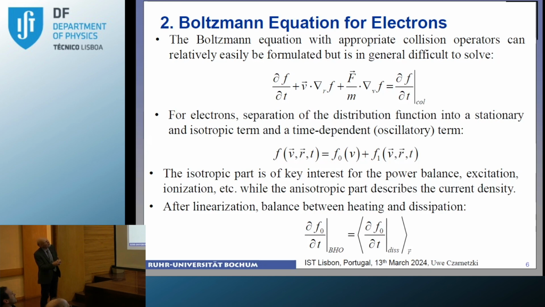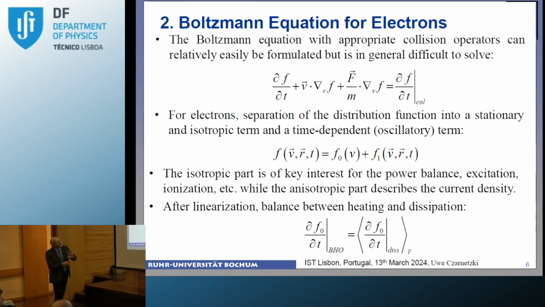But while it's easy to write down, it's incredibly difficult usually to solve. One standard way is the ansatz that we separate the distribution function into an isotropic part, especially for the electrons, not for the ions, which is stationary, and a time-dependent, typically harmonic part, which is non-isotropic. This non-isotropic part is related to the current, while the isotropic part is related to all these collisions, so it's related to the excitation, to the power balance, to the ionization, and so on.